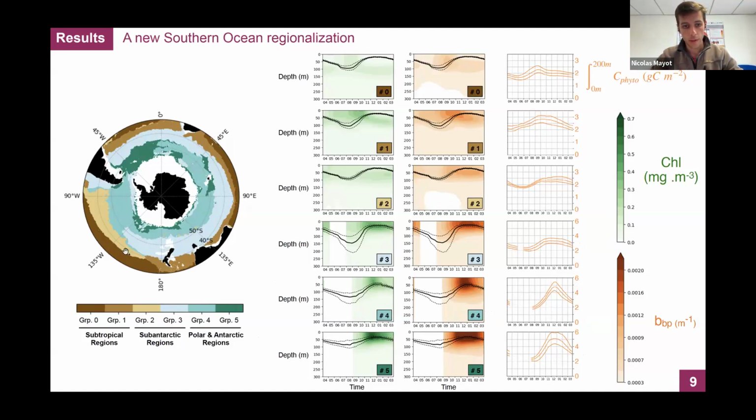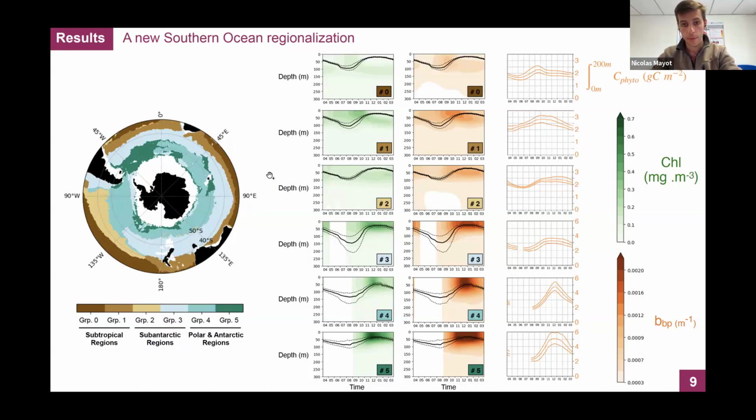And these two regions in between the polar and the Antarctic and the subtropical, so the yellow and the light blue, we decided to call them the subantarctic region. So that's it for a general interpretation of this regionalization.